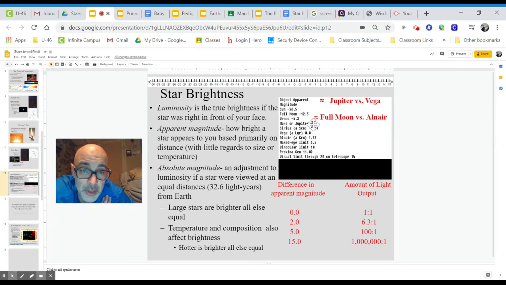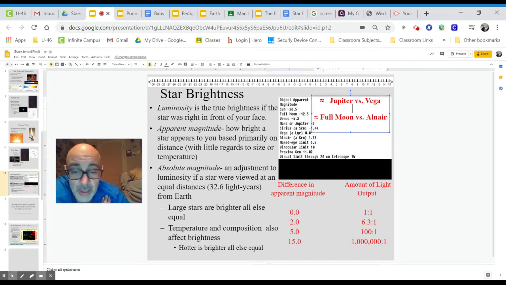So if we look at Jupiter, Jupiter has a -2. And if I want to go to 0, I have to take 2 full steps to get to 0 from -2. So the difference is 2. And 2 equals 6.3 times the amount of light output from Jupiter as compared to Vega from our view on Earth. So just to write that out, 6.3 times as bright.